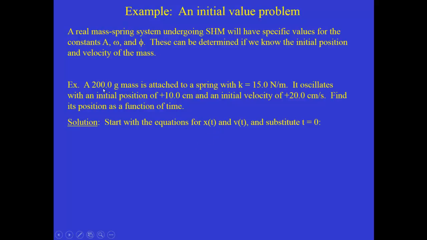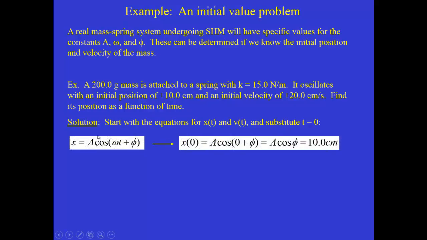So here's an example. A 200 gram mass is attached to a spring with a known spring constant. It oscillates with an initial position. Now initial means t equals 0. The initial position is 10 centimeters, but it's not at rest. It has an initial velocity of 20 centimeters per second. Find its position as a function of time. So the way you solve an initial value problem is you start with the equation for the position and the equation for the velocity, and then we know the values that they have at time t equals 0. So we'll substitute in t equals 0 and use that information.